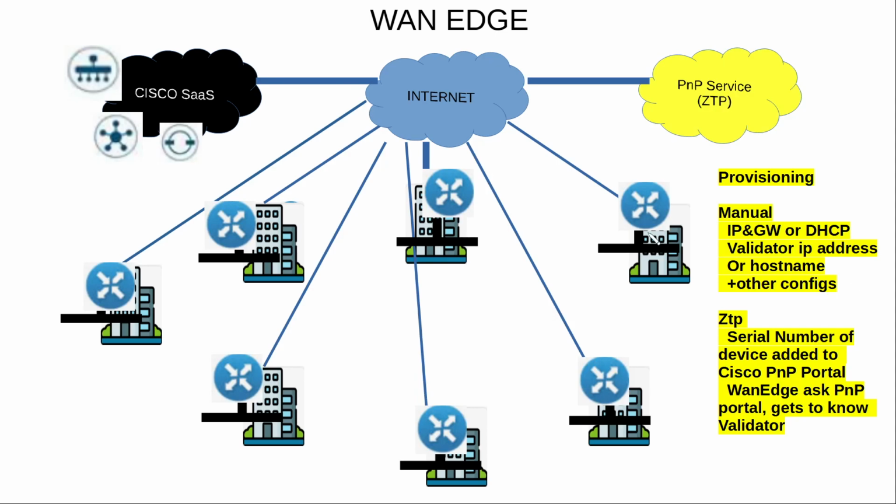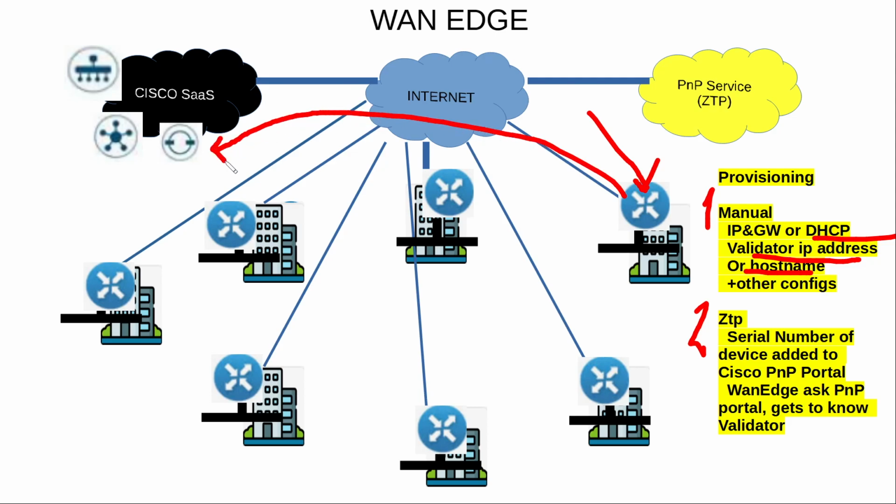Now, when you want to onboard these new devices into your network, you will have to provision them. You have two options with this provisioning: the manual option or zero-touch provisioning. When choosing the manual option, you will have to actually go and manually configure the device. You can choose to configure these devices' IP address, default gateway, network mask, and DNS servers, or you can choose to use DHCP for this. And the most important configuration here is the validator IP address or hostname. So by entering that configuration manually, this WAN edge device knows which validator it should communicate with.